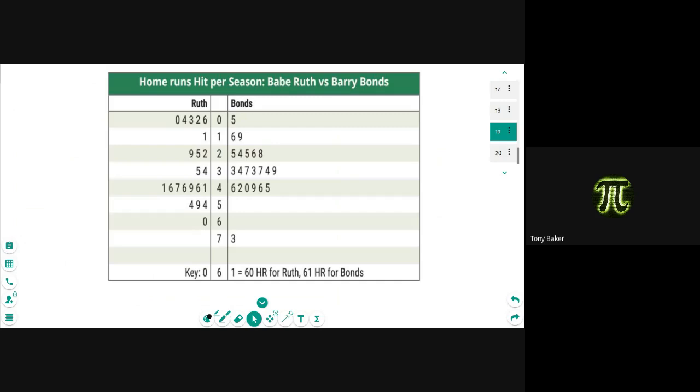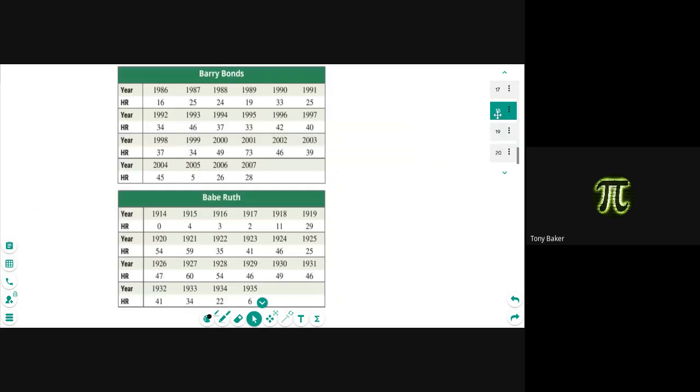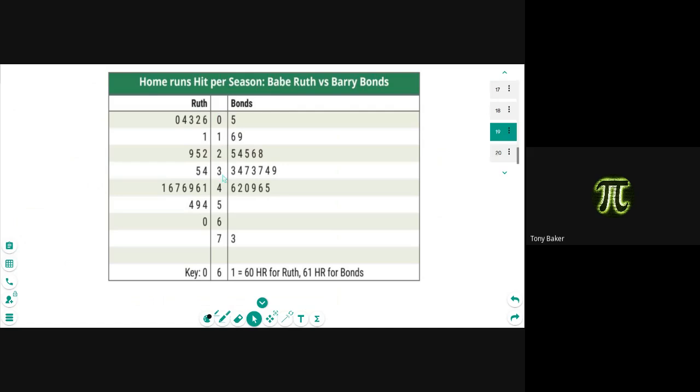It sounds like it's more than one. It is. So it's their entire career. Barry Bonds was from 1986 to 2007. Babe Ruth was 1914 to 1935. So it's their whole career, how many home runs they hit each season during their career. But the numbers themselves are divided into classes. Yeah, those are the classes.